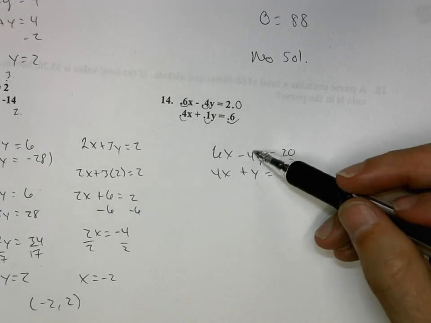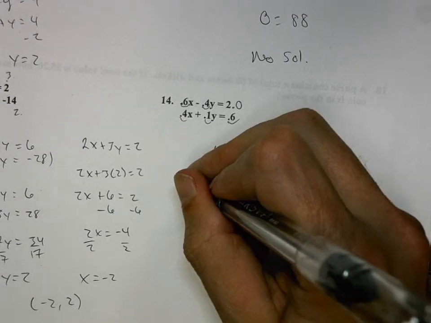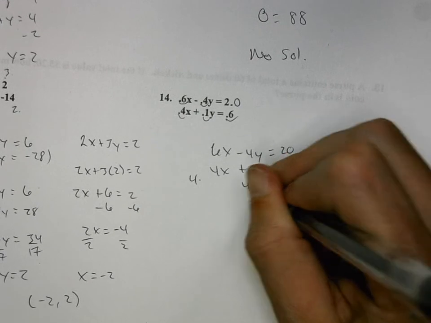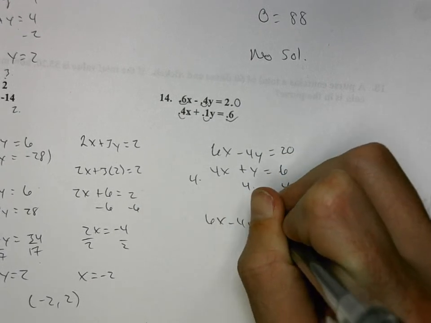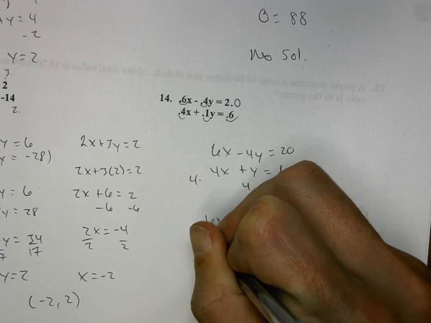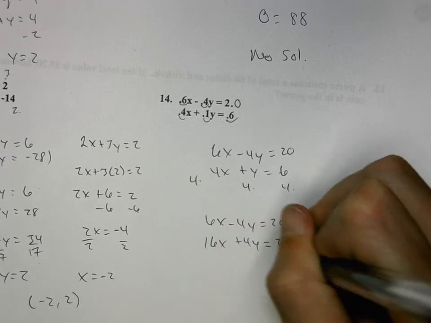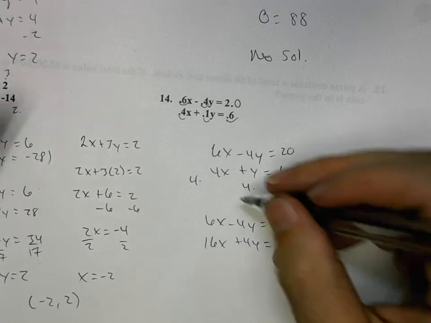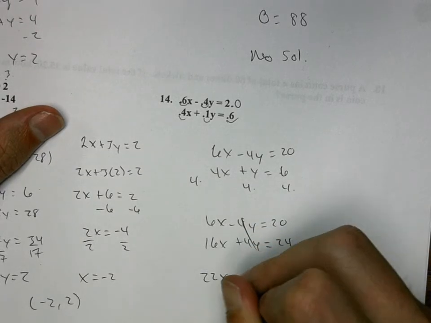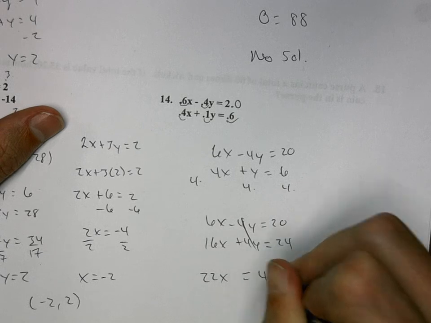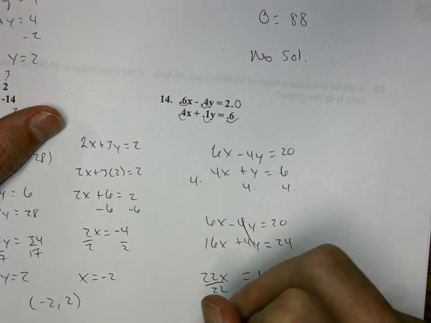This is a negative 4y, so I want a positive 4y for them to cancel. So I'll multiply everything down here by 4. So 6x minus 4y equals 20. And 16x plus 4y equals 24. Y's cancel. 6 plus 16 is 22x. 20 plus 24 is 44. And divide both sides by 22 to get x equals 2.